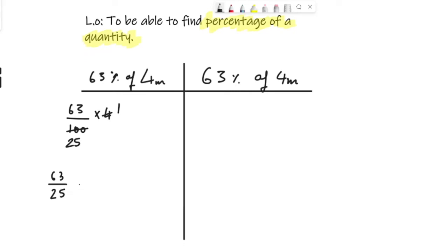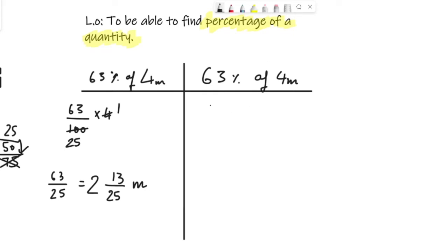As it is an improper fraction, we have to convert it into a mixed number now. So 25 will stay 25, and we have to figure out how many 25s will go into 63. 25 times 1 is 25, 25 times 2 is 50, 25 times 3 is 75. We don't need it, it's bigger than 63. So we'll take this one. 25 times 2 is 50, 63 minus 50, the remainder is 13. So 63% of 4 meters is 2 and 13 over 25 meters.